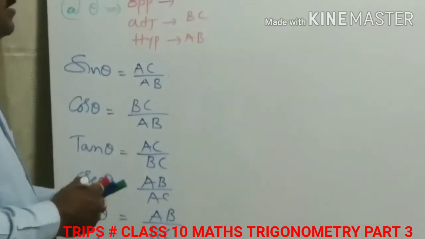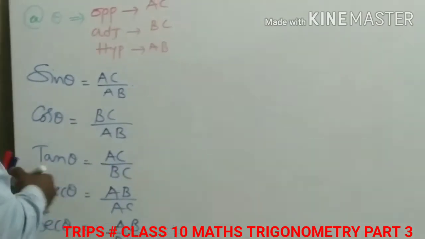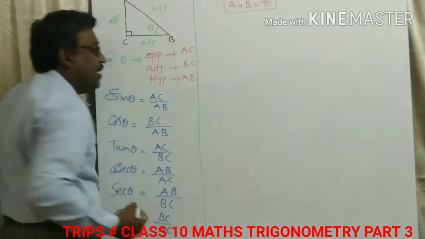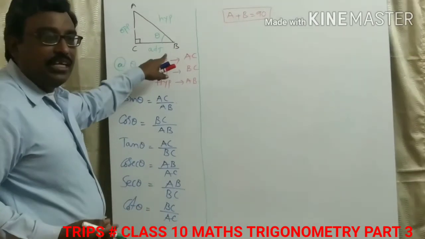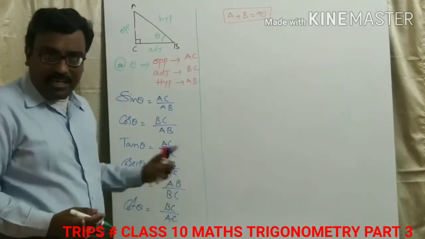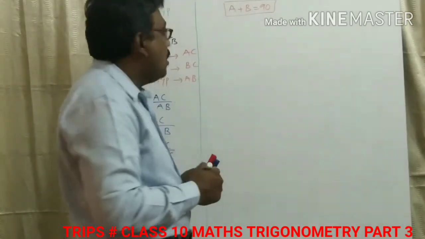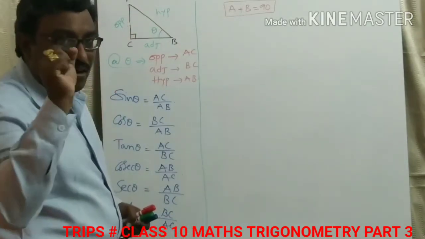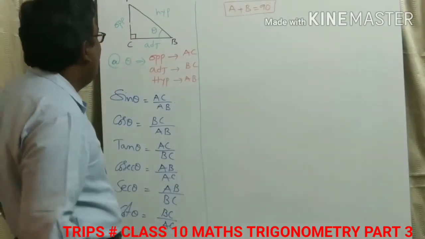We already learned this concept in the first exercise. In a triangle, if theta is given, then with respect to theta we identify the opposite side, adjacent side, and hypotenuse. We did this already. Now, complementary angles. What is meant by complementary angles here?